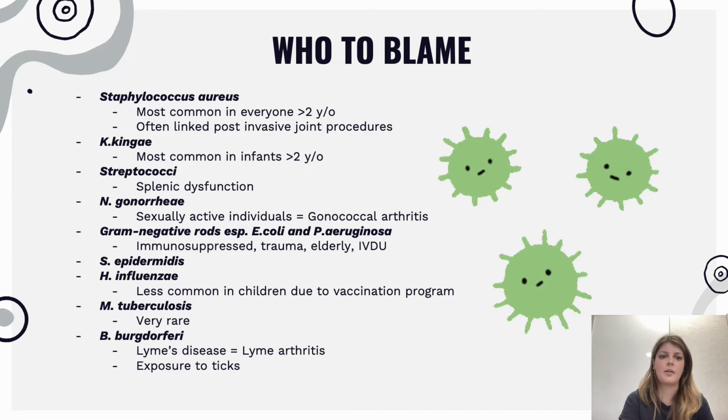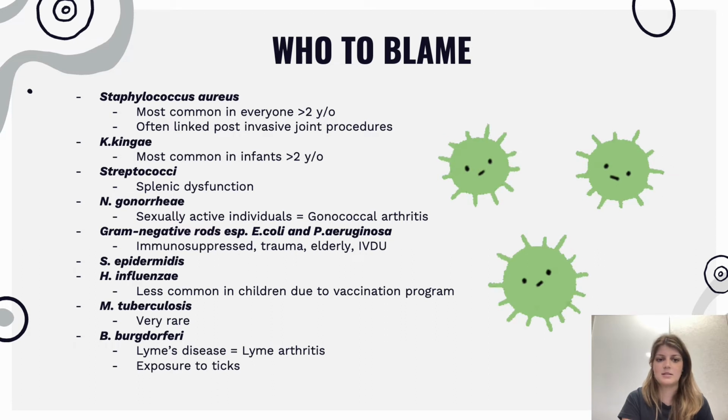And then there's a couple other ones. There's K. kingae in kids, streptococci, which is associated with splenic dysfunction. Gonorrhea is quite common. You can get gonococcal septic arthritis, which is associated with sexually active individuals. Gram-negative rods are often in immune compromised, trauma patients, elderly, and IV drug users.